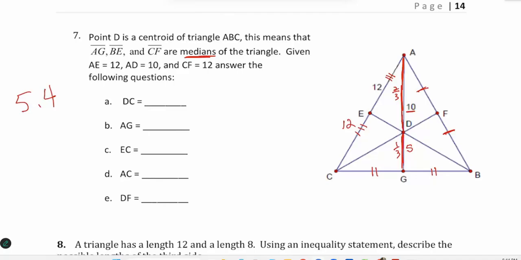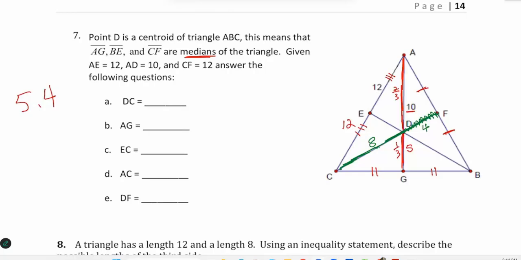Let's see what else they've told us. Given AE is 12, and AD is 10, and CF, if this whole piece right here, let's make it green, is 12, then this smaller piece, which is right here, is 12 divided by 3, which is 4. This piece has to be double that. That makes it 8, and 8 and 4 are 12. So I'm getting good answers here.